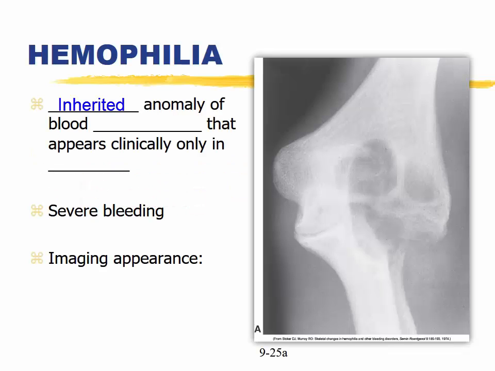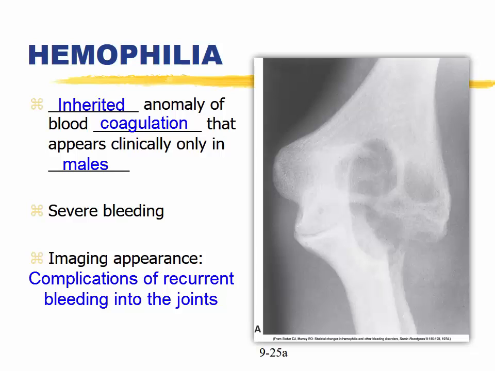Hemophilia is an inherited anomaly of blood coagulation that appears clinically only in males. These patients suffer a lifelong tendency to spontaneously hemorrhage or have severe bleeding from even minor cuts or injuries. The major radiographic changes in hemophilia are complications of recurrent bleeding into the joints that most commonly involves the knees, elbows, and ankles. Initially, the hemorrhage produces a generalized nonspecific soft tissue prominence of the distended joint.